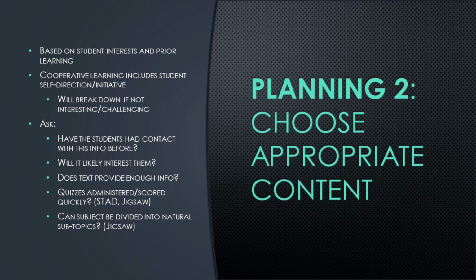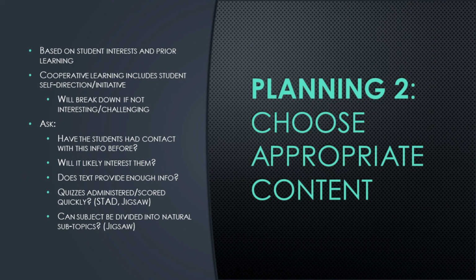Choosing appropriate content for a lesson is critical, particularly with cooperative learning. If the material you choose isn't challenging and interesting, the lesson will break down quickly. There are a number of questions you should ask when deciding whether to include material. Have the students had contact with this information before, or is it their first time seeing it? How likely are they to be interested in the subject matter?